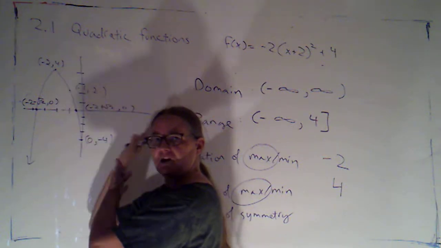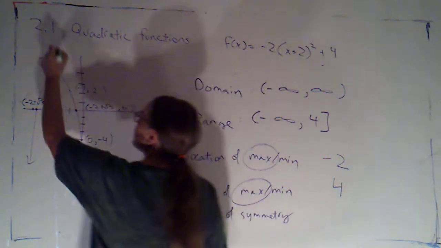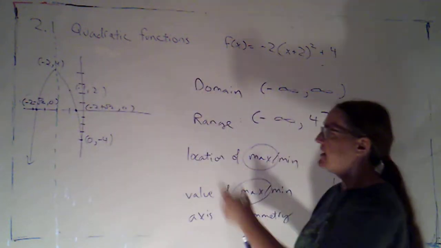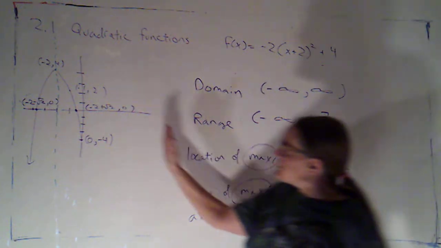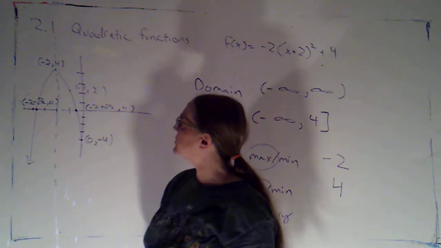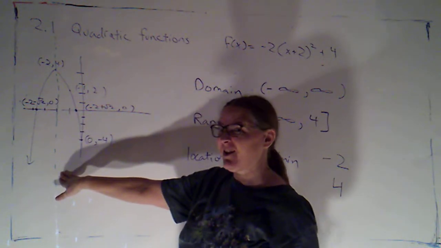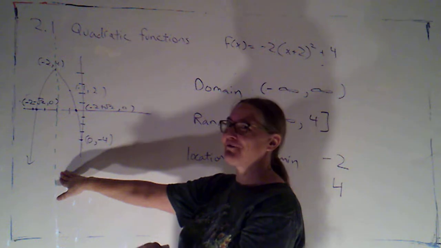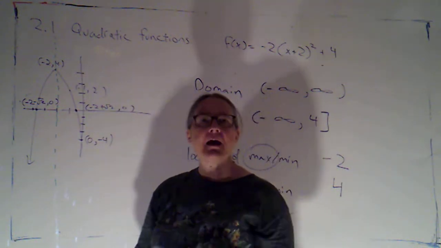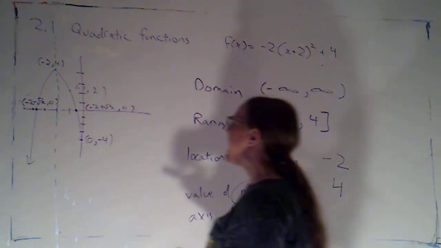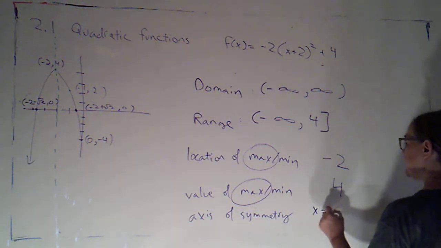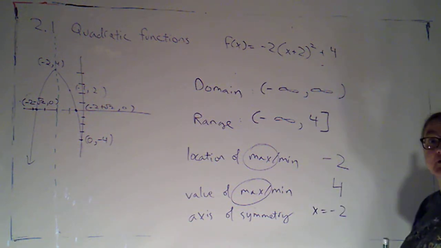But then we did some transformations. In particular, we did a horizontal shift. We shifted everything 2 to the left. So now, this is no longer symmetric about the y-axis, but it's symmetric about this line I've just drawn in. You'll notice I drew it as a dotted line because it's not part of the graph of my parabola. But this vertical line cuts the parabola into 2 equal pieces. And we call that the axis of symmetry. So in this case, it's just x equals negative 2.